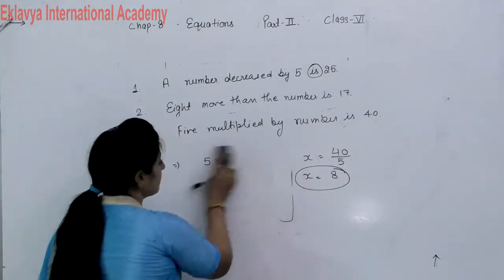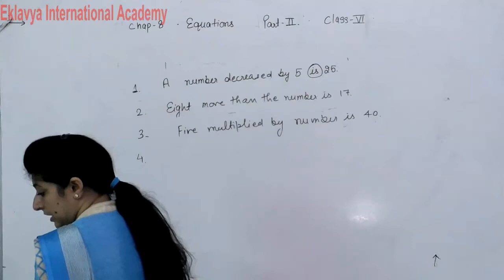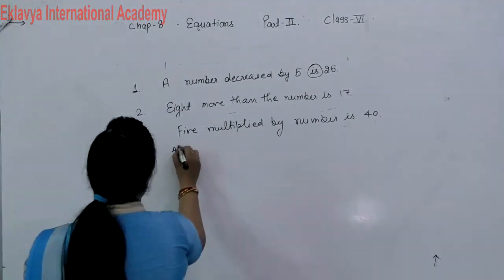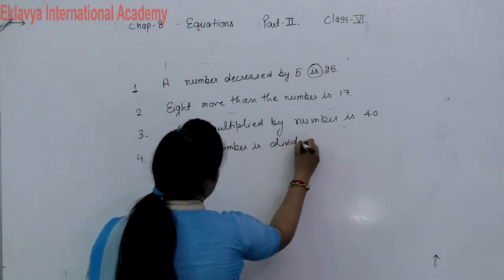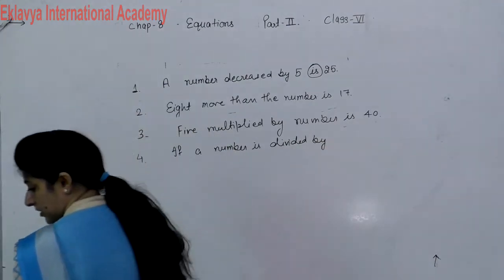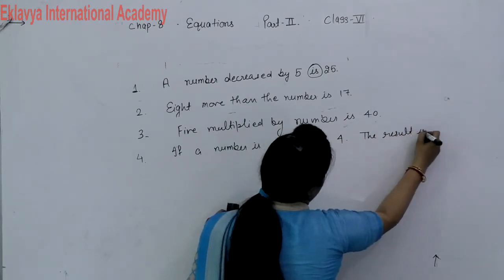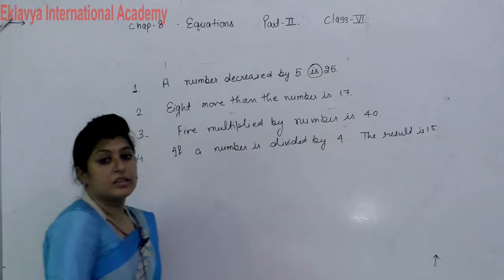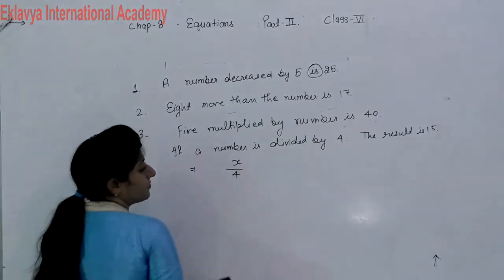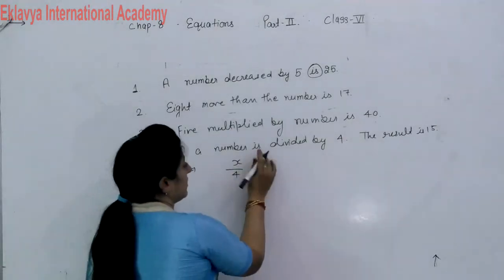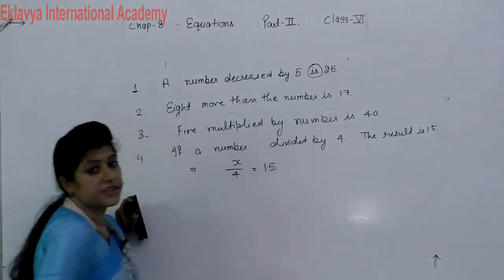Another problem, see: if a number is divided by 4, the result is 15. Same thing, let the number be x, then x is divided by 4, and the result after dividing it is 15.